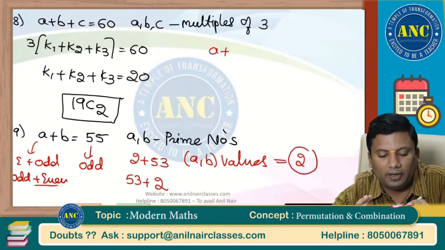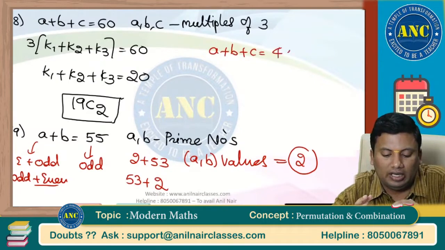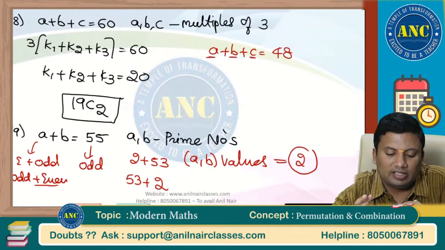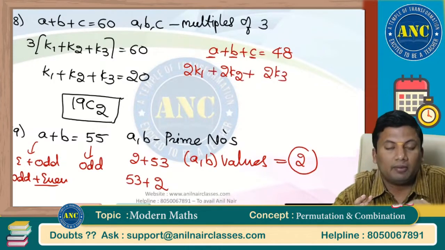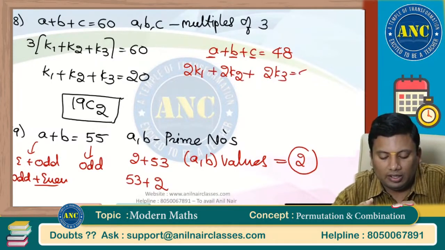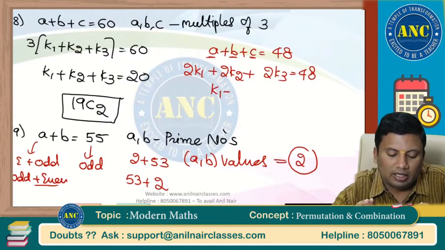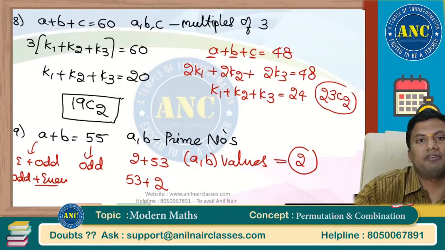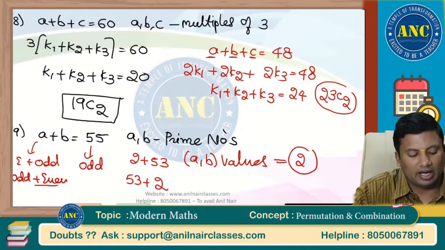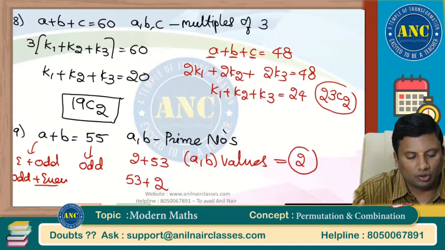Naveen, for you, A plus B plus C is equivalent to 48. A is even, B is even, C is even. Even numbers are 2k1, 2k2, 2k3. Any even number is of the form 2k, equivalent to 48. So k1 plus k2 plus k3 is nothing but 24. What will be the answer? 23C2. There are 24 balls, so there are 23 gaps. So the answer is 23C2. 18th over, 19th over.